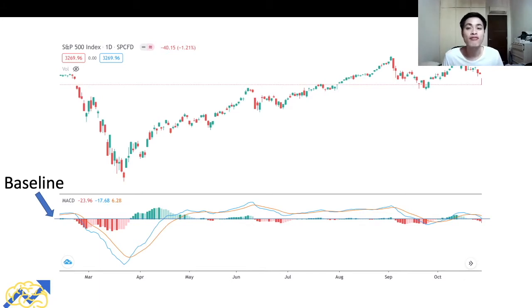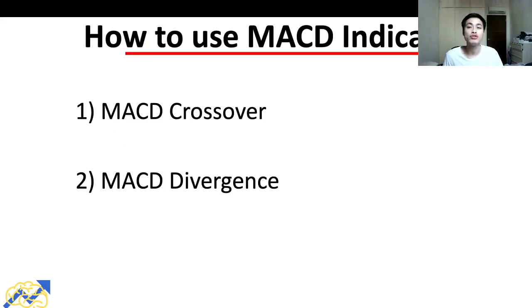And they will give you a solid foundation on how to read the MACD indicator. Now that we know how to read the MACD, the next thing is how do we use the MACD indicator? There are a couple of ways to use the MACD indicator, and these are the two main ways. The first way is the MACD crossover strategy, and the second way is the MACD divergence strategy.